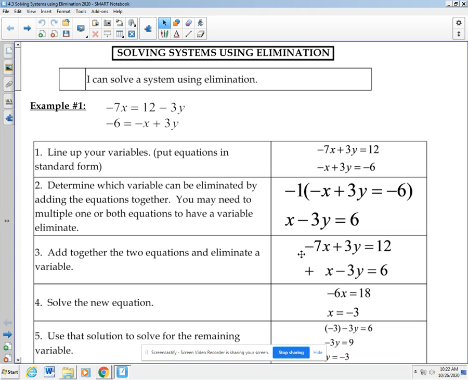Welcome to section 4.3, solving systems by elimination. So last time we talked about solving systems by substitution, and today we'll solve systems by using elimination. So the directions are here.